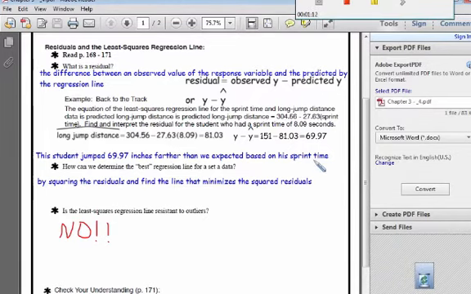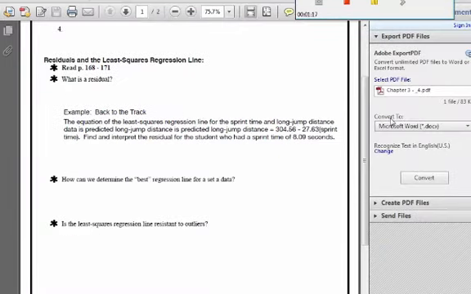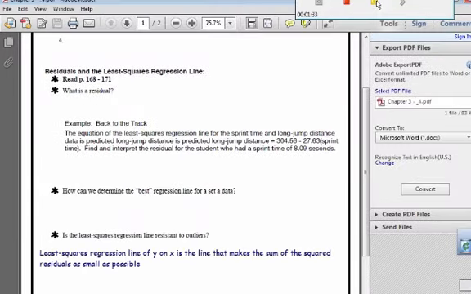So even though this doesn't ask for it, I'm going to give it to you anyhow. I'm going to give you the definition for a least squares regression line. The least squares regression line of y on x is a line that makes the sum of the squared residuals as small as possible. And that's going to be our best line for our set of data.